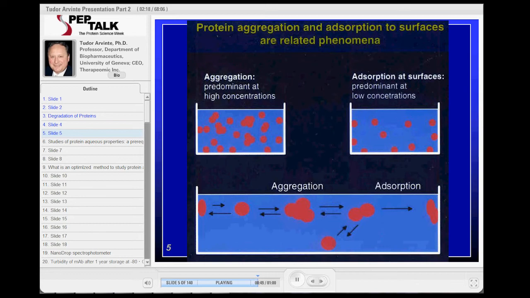And they are related phenomena. Molecules find themselves at high concentrations, they can also find the walls. I'll try to cover some of them also.